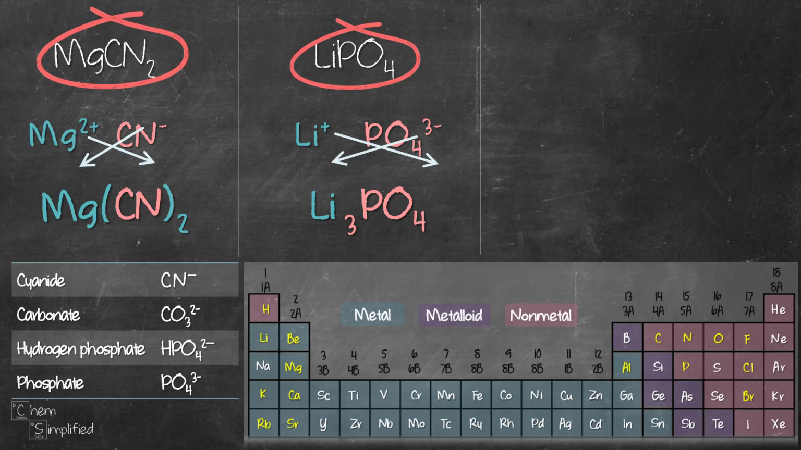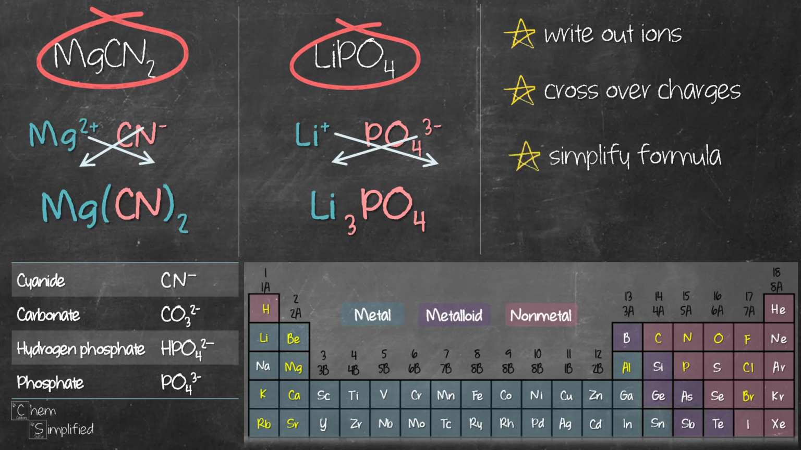A few pointers when writing the correct formula for ionic compounds. We start by writing out the ions. We start with the cation on the left-hand side and the anion on the right-hand side. And then we cross over the charges and we write out the formula. Now, if the numbers that we cross over can be simplified, we will go ahead and do so. And when there are more than 1 of the polyatomic ions, we should use the bracket. With that, we're done spotting the errors and correcting them.